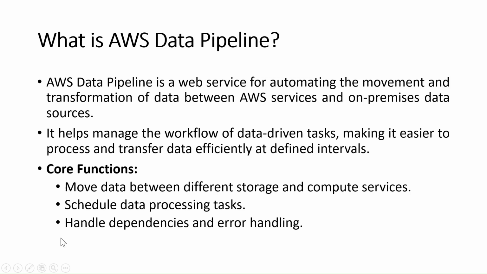And it also handles dependencies and error handling. Some data tasks need to wait for another to finish first. AWS Data Pipeline ensures these tasks happen in the right order. If something goes wrong, like missing data or a failed process, it automatically tries to fix the problem, or it will alert you, so the workflow can continue smoothly.